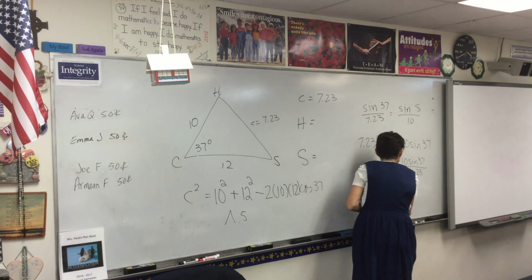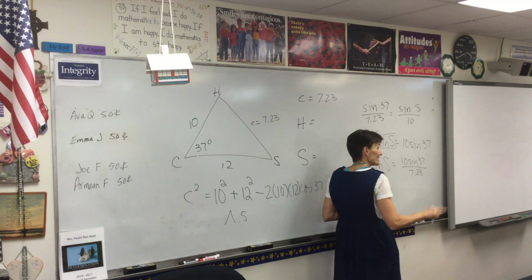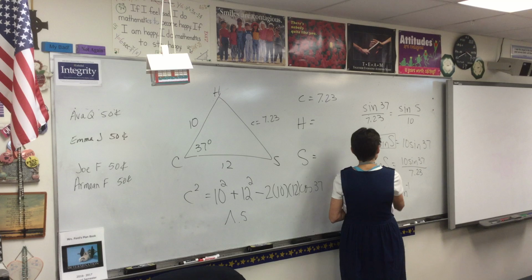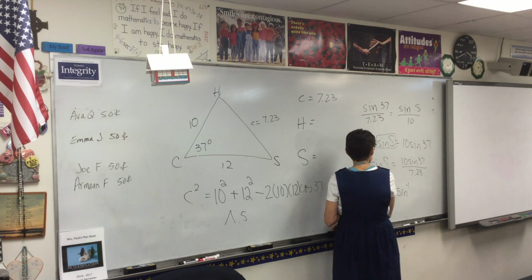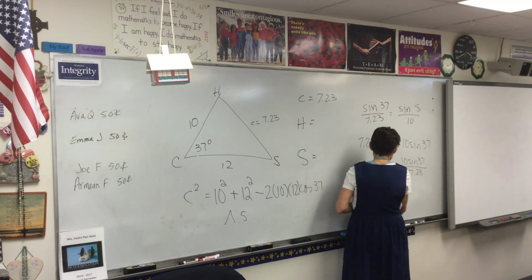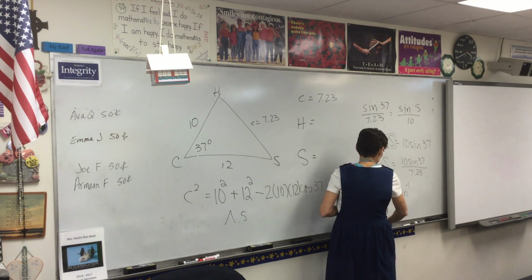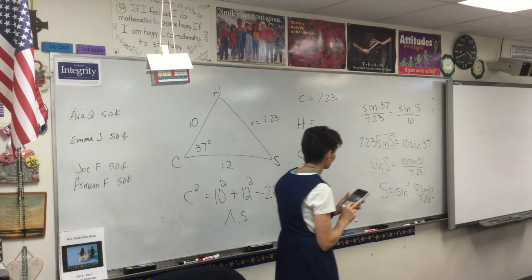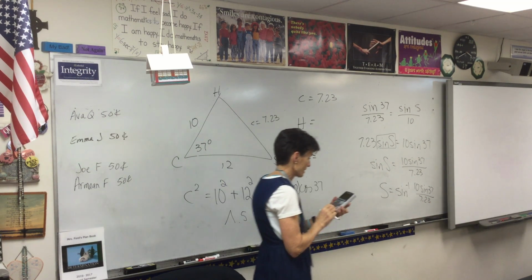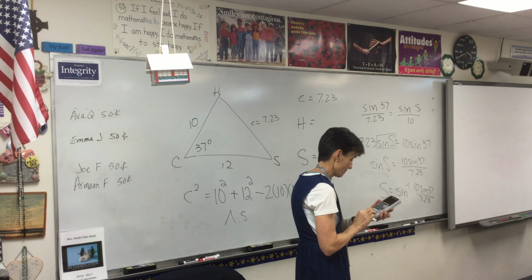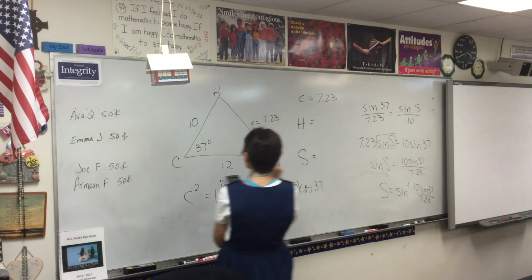How do I get S? What buttons do I have to press to get the angle? Second sine. Remember, kids, you don't want sine S. You want angle S. So to get the angle, you have to second sine. Always, always, always. So second sine that fraction. And that will give you your angle. Second sine 10 sine 37 divided by 7.23. I got 56.34.